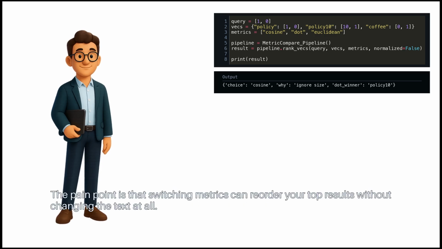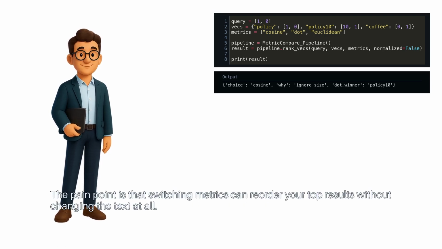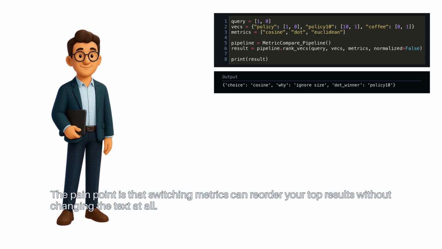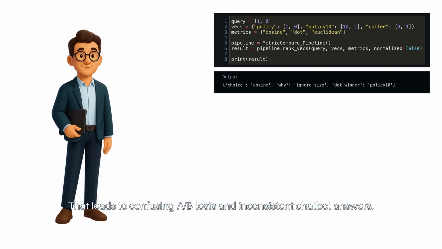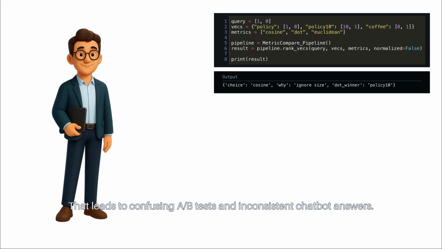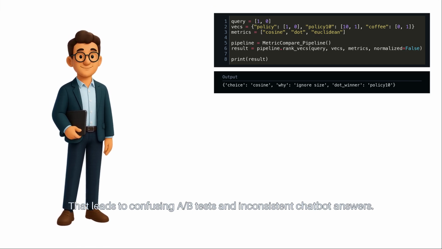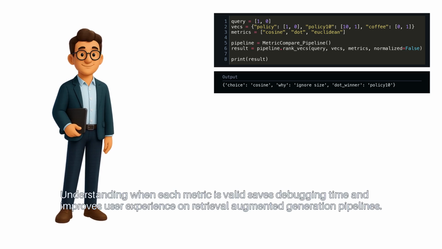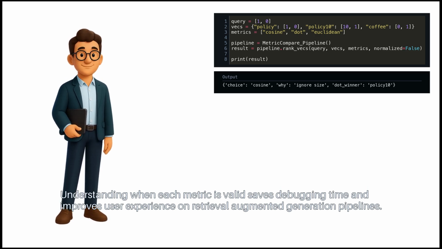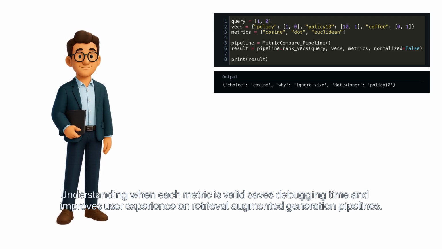The pain point is that switching metrics can reorder your top results without changing the text at all. That leads to confusing A/B tests and inconsistent chatbot answers. Understanding when each metric is valid saves debugging time and improves user experience on retrieval-augmented generation pipelines.